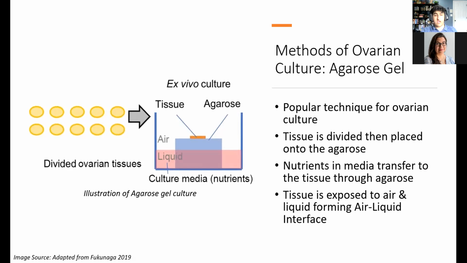You can see that here, the tissue interacts freely with the air and then also interacts with the liquid through this interface, this agarose interface. This is important because it goes back to the point where this better mimics the ovarian environment and the tissues can grow more.